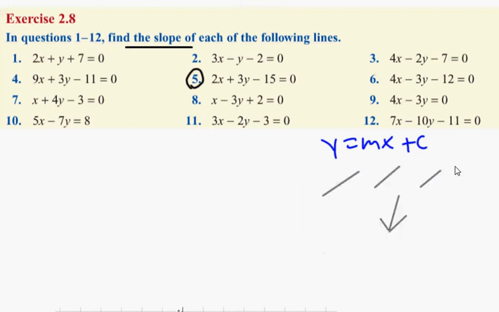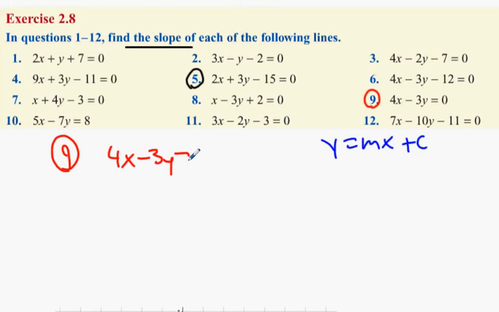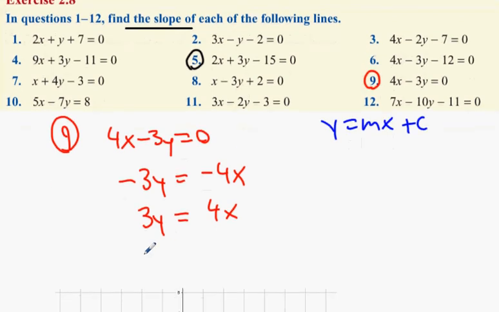What we're going to do is, for all these questions, pick one, like question 9's a good one. So 9 is 4x minus 3y equals 0. Get y on its own no matter what. Bring the 4x over to the other side, minus 3y equals minus 4x. It has to be a plus y, so multiply both sides by minus 1. Now what do I need to divide both sides by to get y on its own? 3, right? So divide it by 3 top and bottom. And what happens next?